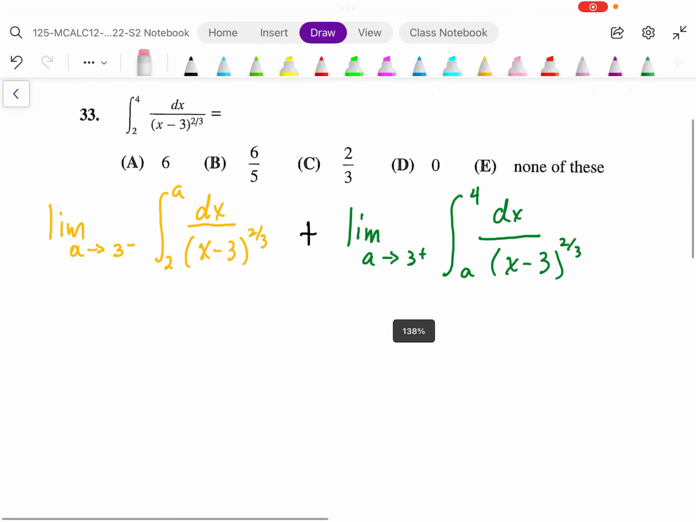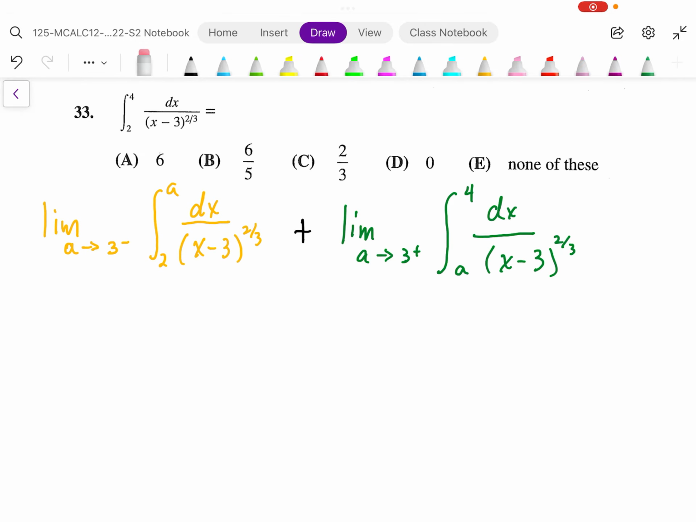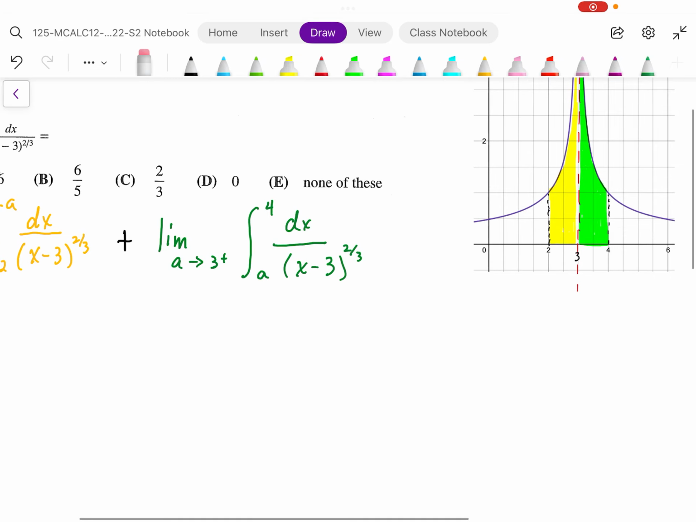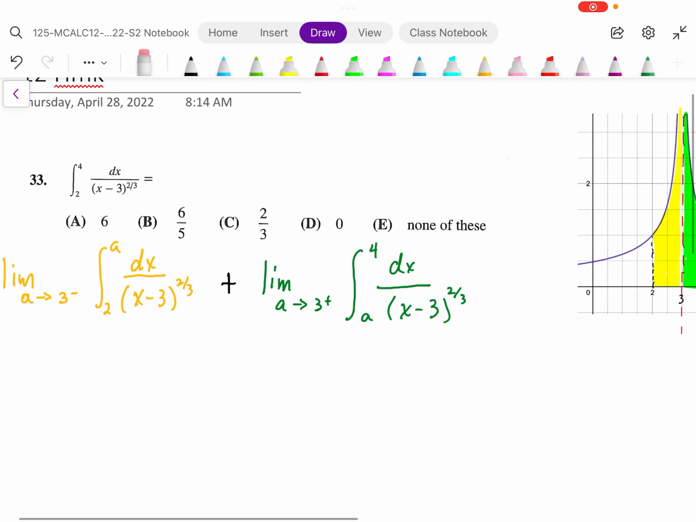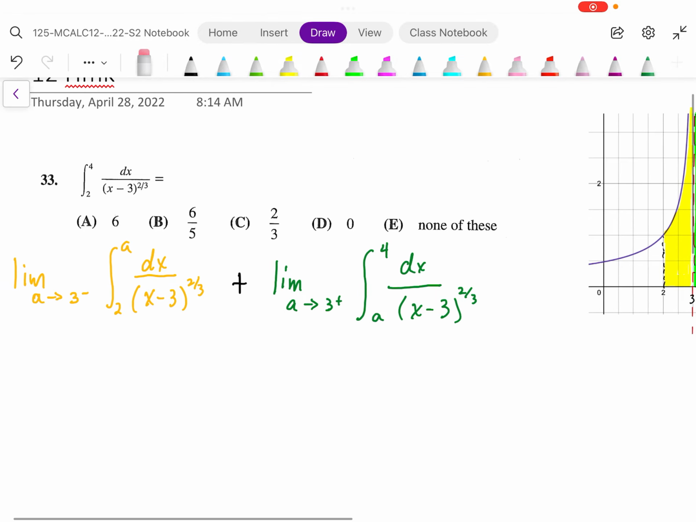Now, what we could do though is we can split it up into two separate integrals. One on the left side of the asymptote and one on the right side of the asymptote. So I've shown that here. That yellow area is going to be defined by that yellow integral, and the blue area is going to be defined by the green integral.